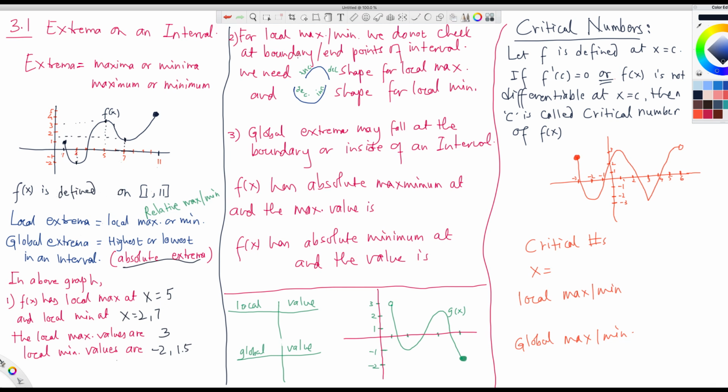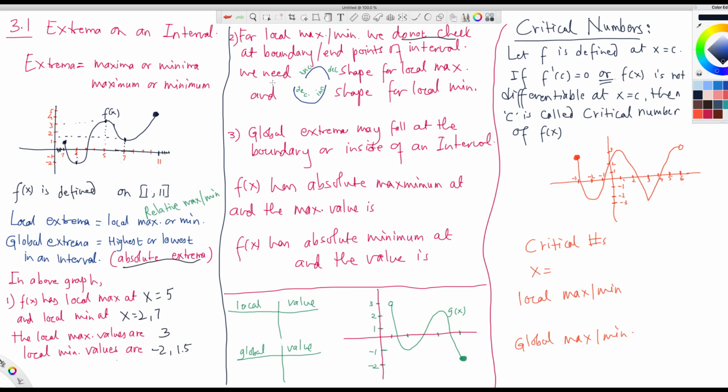Okay. Note number 2: for local max or local min, we do not look at the boundary. We do not check at the boundary. Why is that? Because we will see only the left side or the right side of the boundary, because we cannot say what is happening on the other side. So you cannot check the surrounding points. We don't check at the boundary points or the end points of the interval.